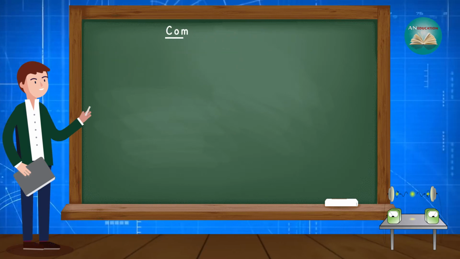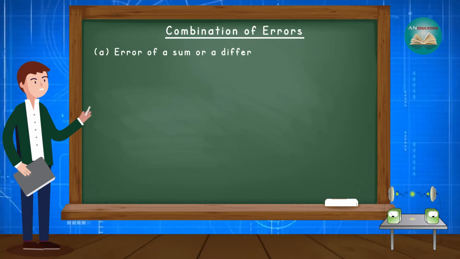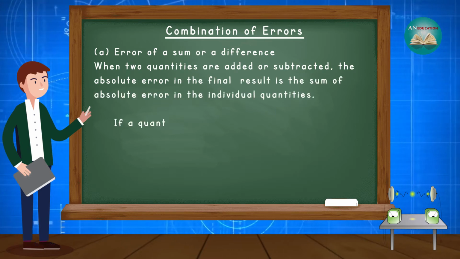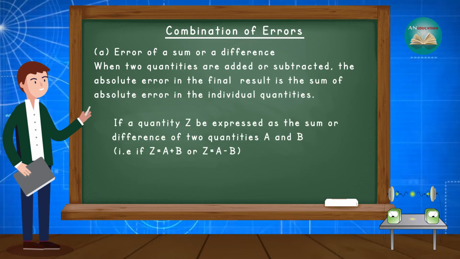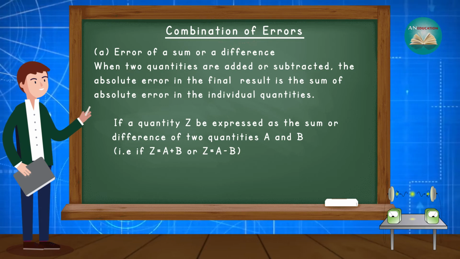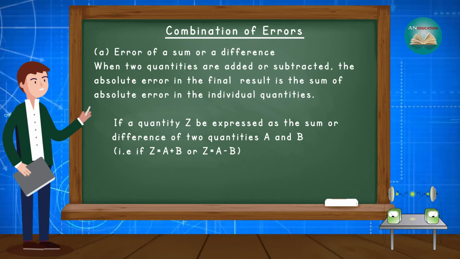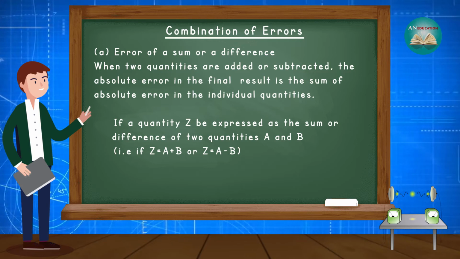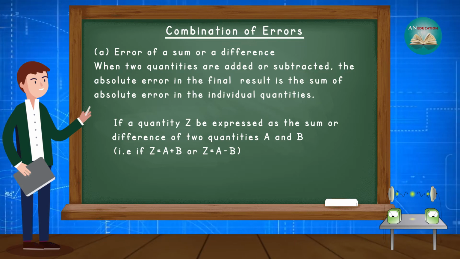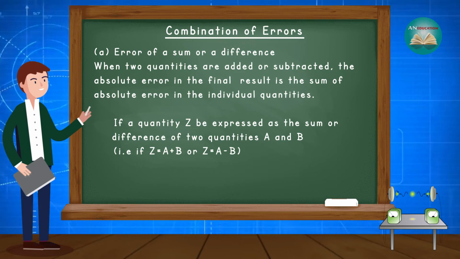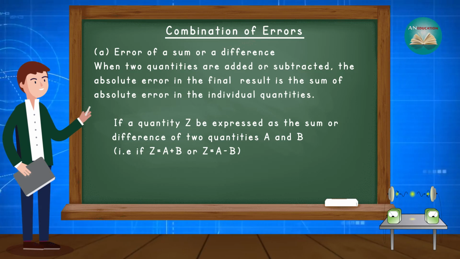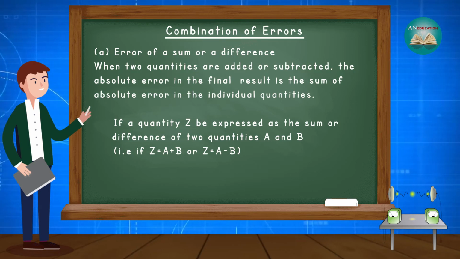After that, let's discuss the combination of errors. First, error of sum or difference. When two quantities are added or subtracted, the absolute error in the final result is the sum of absolute errors in the individual quantities. If a quantity capital Z is expressed as the sum or difference of the two quantities capital A and capital B, that is, if Z is equal to A plus B or Z is equal to A minus B.